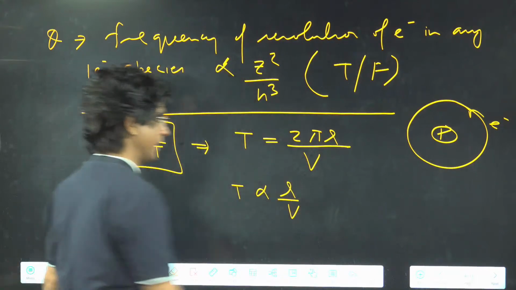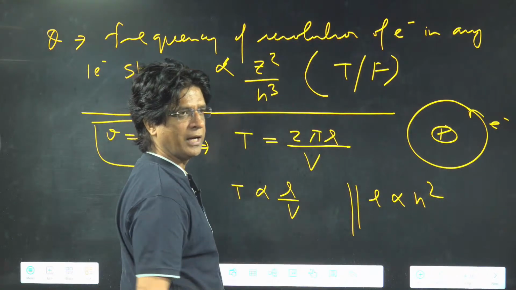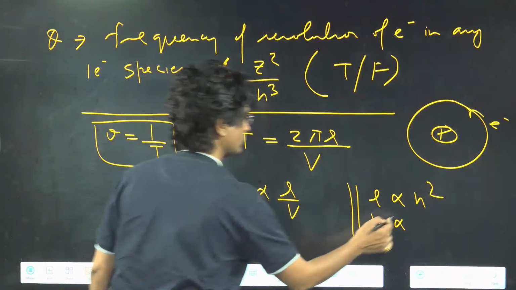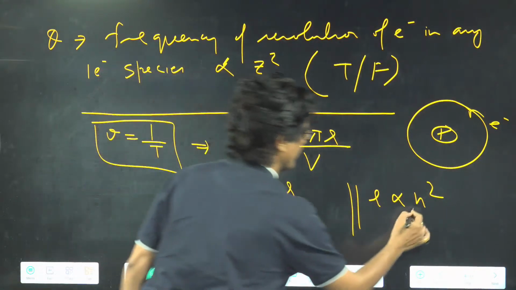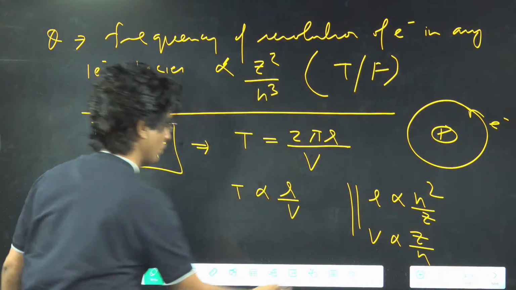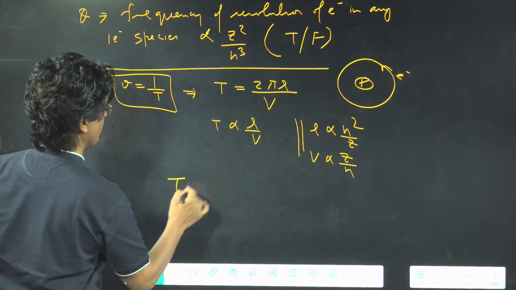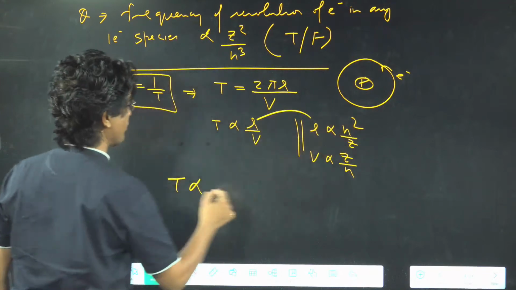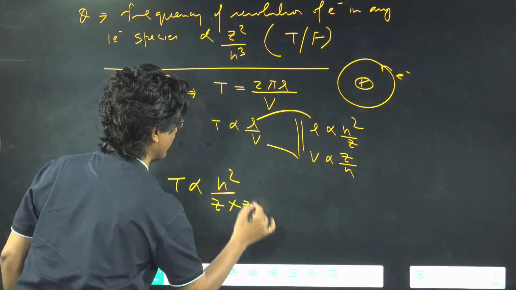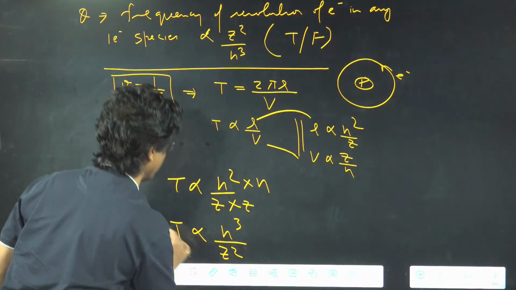And I also know that r is proportional to n square by Z, and V is proportional to Z by n. Yes or no? So once you agree with that, I can say that T will be proportional to, instead of r, n square by Z, and instead of v, Z by n. It goes up. So T is proportional to n cube by Z square.